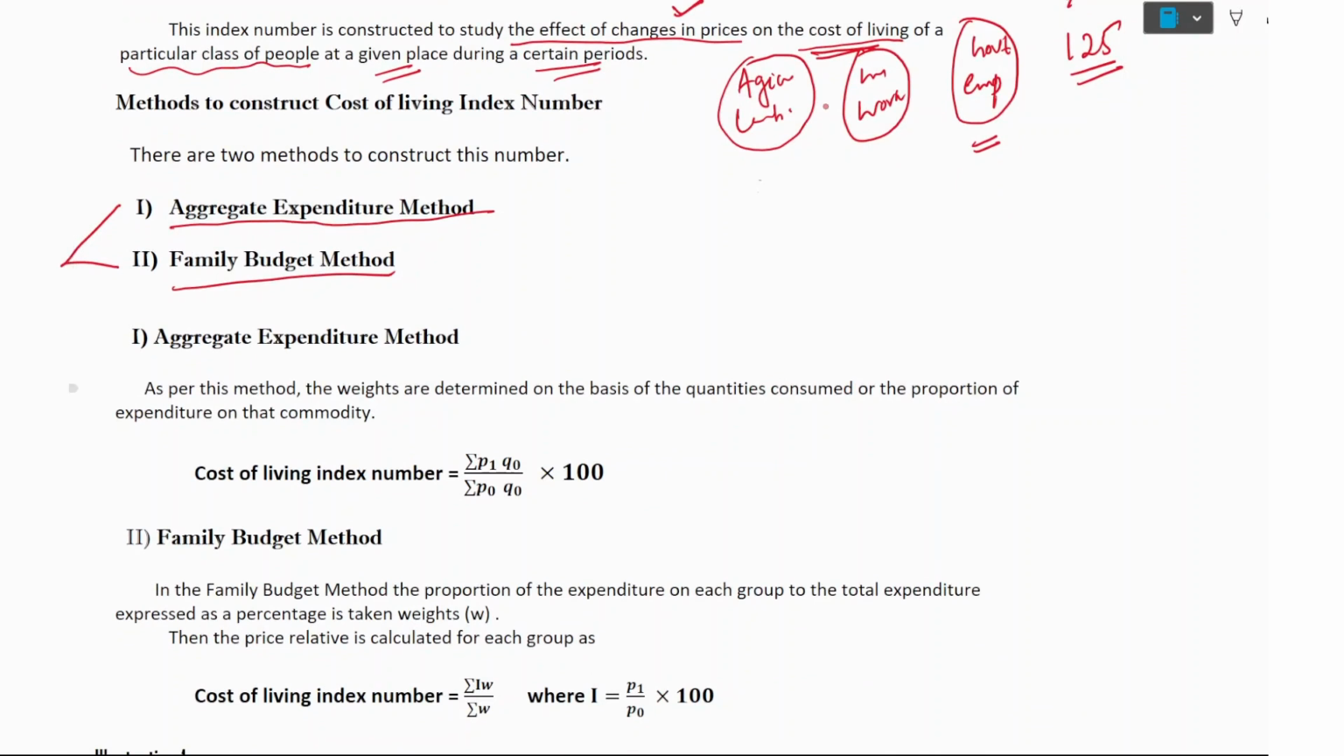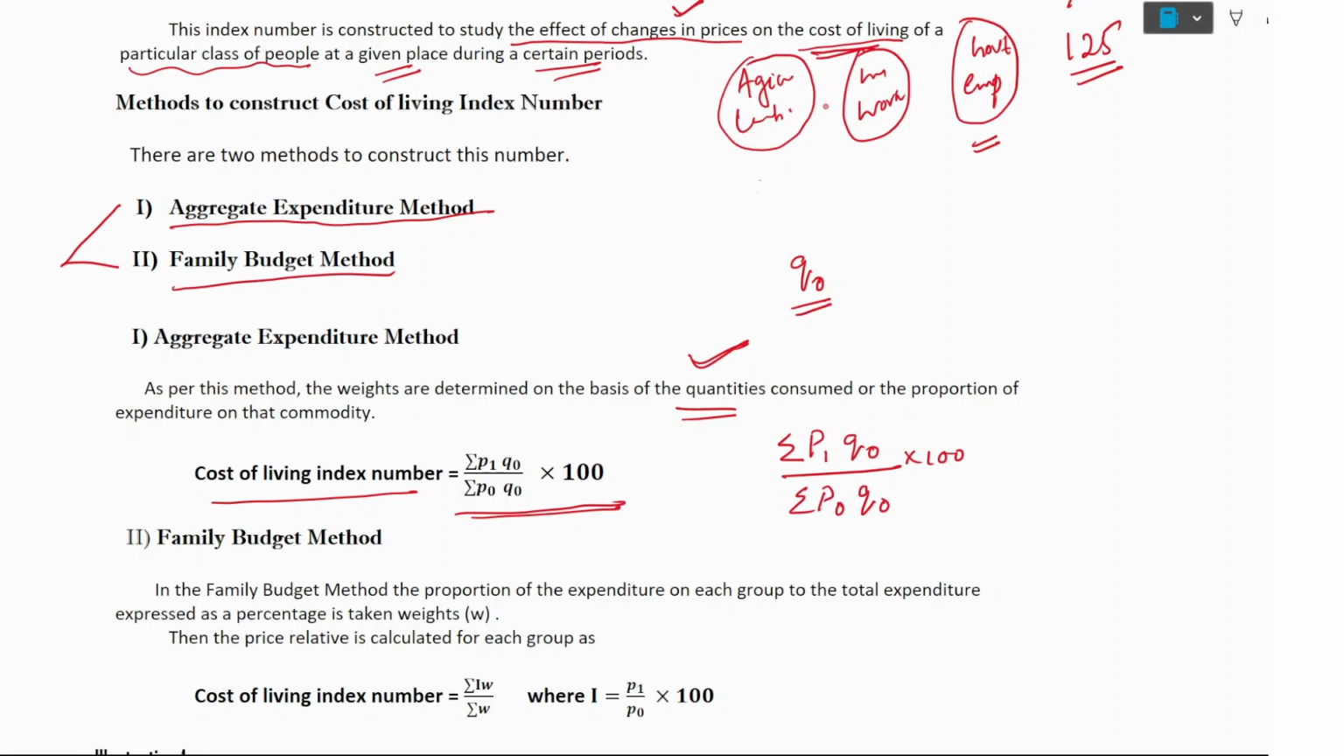As per this method, the weights are determined on the basis of the quantities consumed or the proportion of expenditure of that quantity. That means here we are going to consider the quantity which is consumed. Suppose in the base year, the quantity consumed is denoted by Q0. Now, what is the cost of living index number by aggregate expenditure? What's the formula?